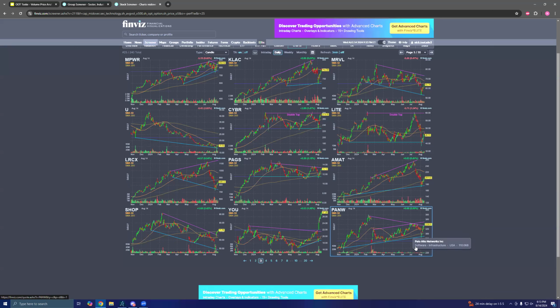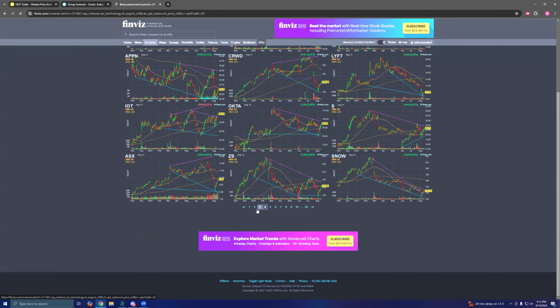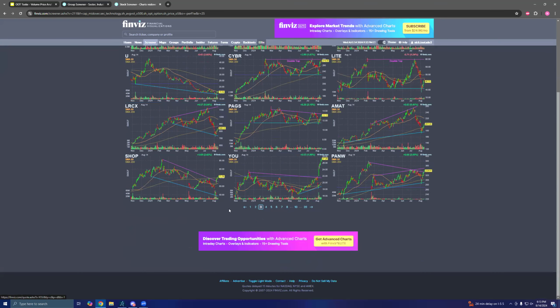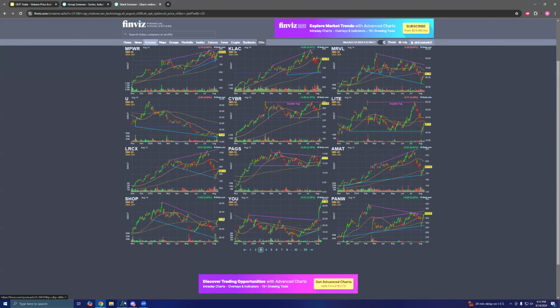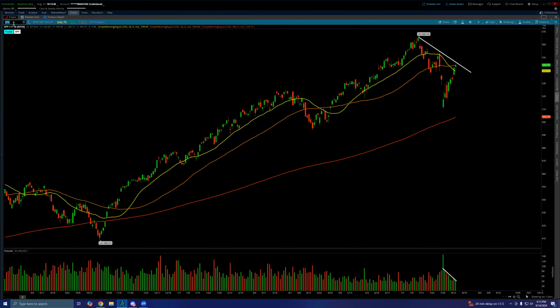PANW looking like it's breaking out of this short-term downtrend here. That might be an important one to pay attention to. Going back a little bit, even SHOP is looking pretty interesting here now as well. So I think that gives us a decent place to start, at least those PLTR and SHOPs.